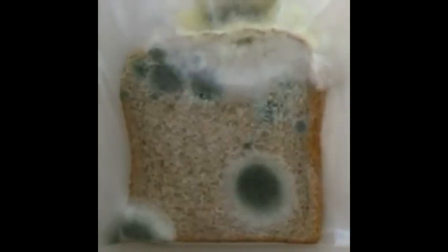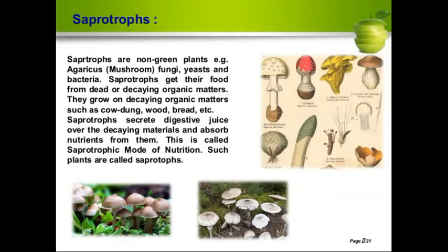This fungus will slowly produce digestive juice on the food item, and the food item will become soft. Then it will absorb the nutrients. So this type of nutrition is called saprotrophic mode of nutrition. Saprotrophs are the organisms which perform saprotrophic mode of nutrition, or you can say saprotrophs are organisms which grow on dead and decaying matter.